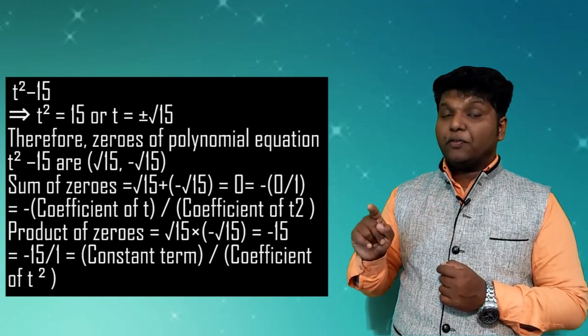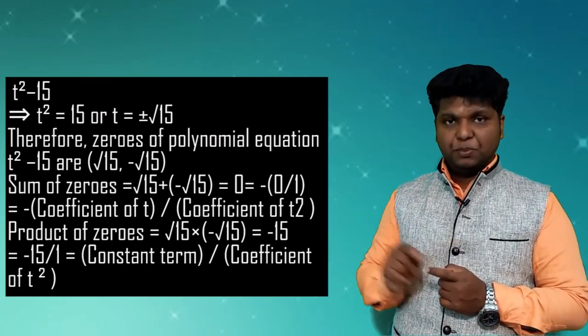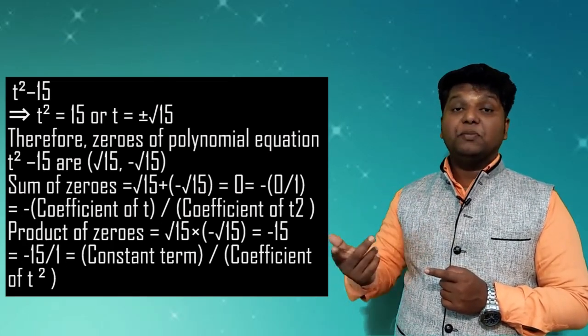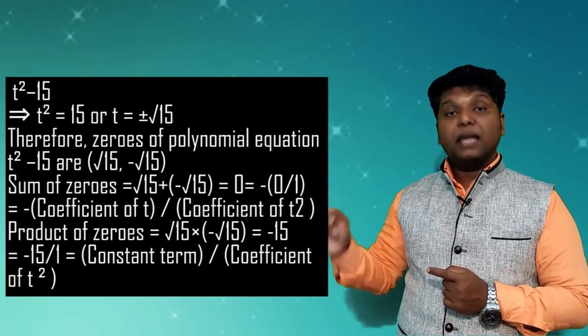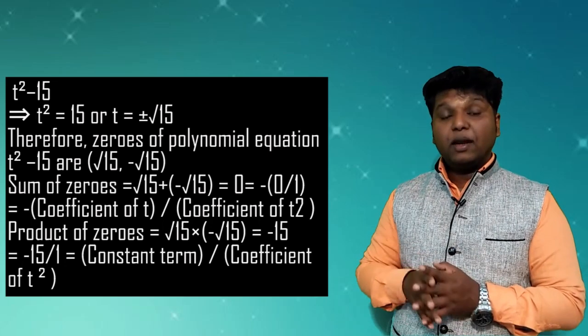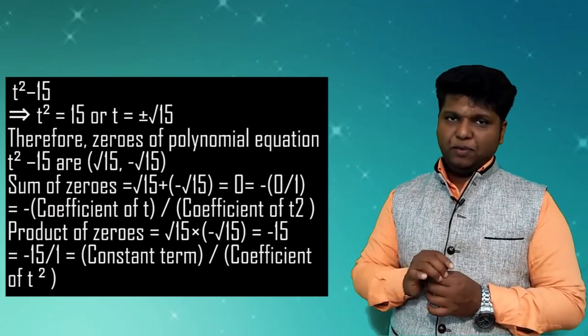That means root of any number can be positive, can be negative also. So we will write plus or minus root 15. That means it can be positive root 15, or it can be negative root 15. So we will write alpha is equal to root 15, beta is equal to minus root 15.